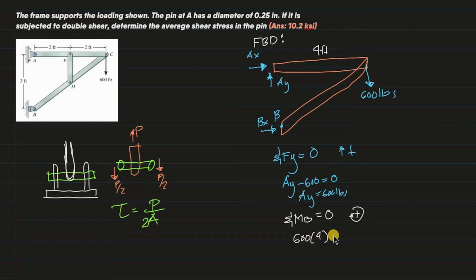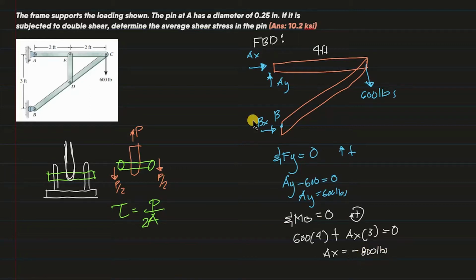So, positive. Tama. Yung AX natin, mga bis, is going pa ganun. So, clockwise rin siya. So, positive. Plus AX. Ano yung perpendicular ng AX to our reference point B? That's equal to 3 feet. Okay? So, 3 feet daw to. So, that's equal to 0. Thus, solving for AX, we will have a value of 600 times 4 is 24. Then, pupunta sa kabila, magiging negative divided by 3, negative 800 pounds, mga bis.